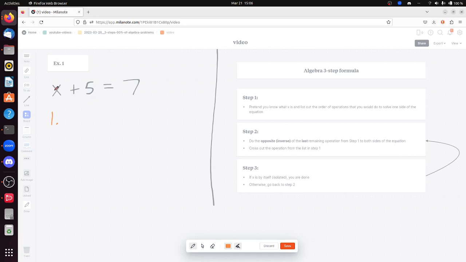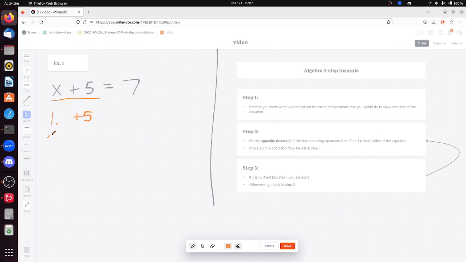So in this case, we're going to pretend that we know what x is, and then ask ourselves, what would we do after knowing what x is in order to calculate this left-hand side of the equation? Well, all we would have to do is add 5. So that's our list. Our list now for step one is just plus 5, add 5.